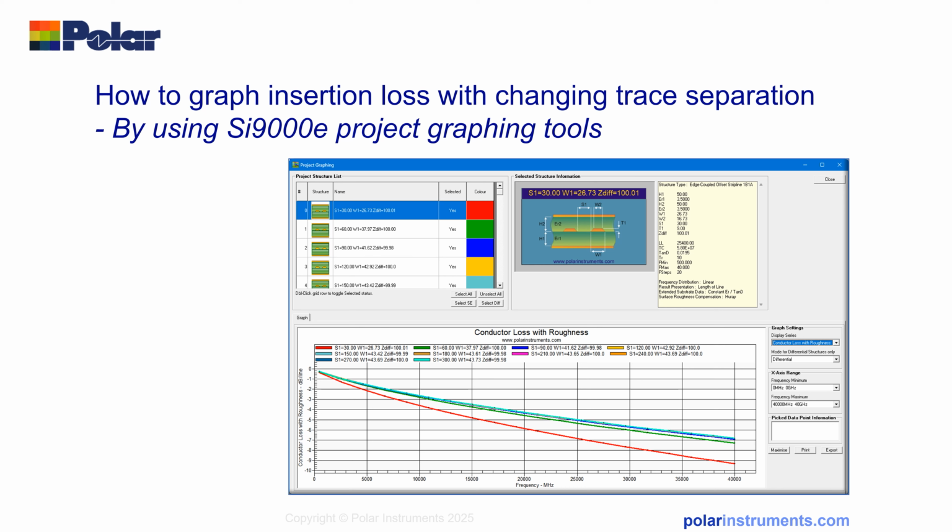This video shows you how the Si9000e projects option extends the graphing capability to allow you to model a range of different scenarios that you couldn't do with a standard Si9000. And for this particular illustration, I'm going to show you how to graph insertion loss whilst changing trace separation but holding the impedance constant at 100 ohms.